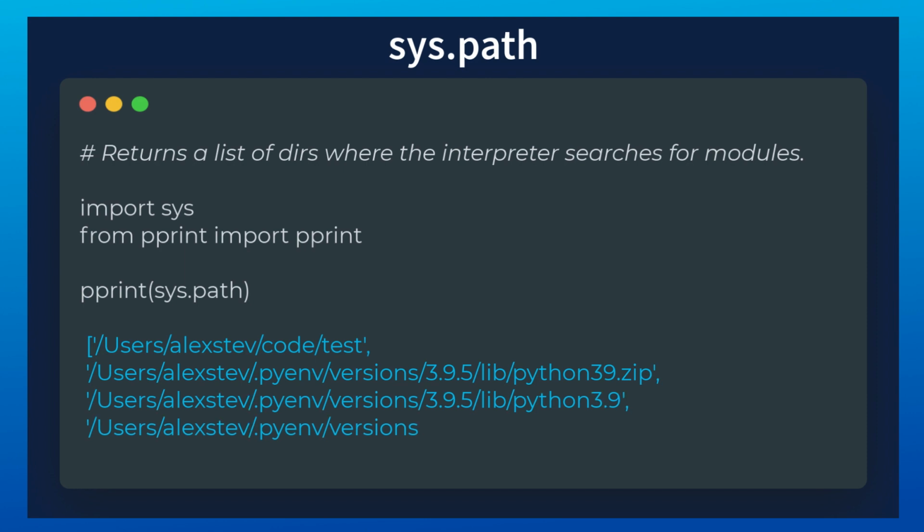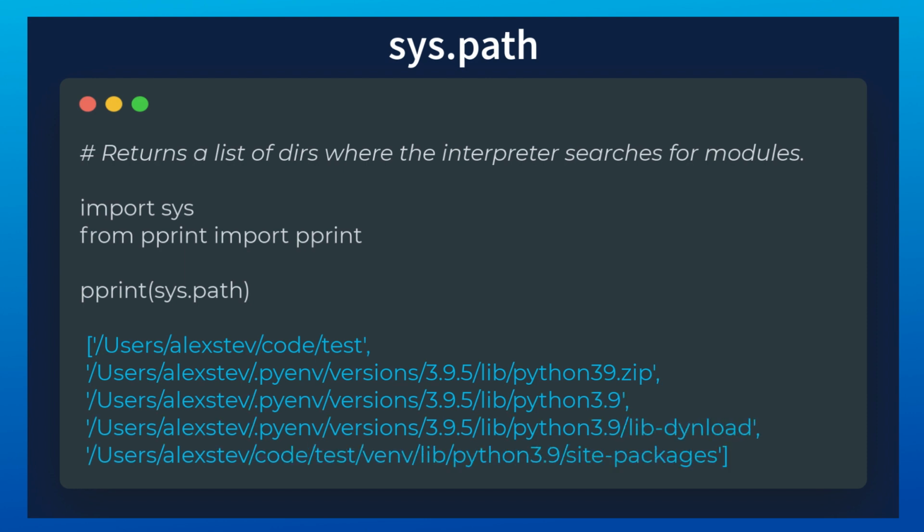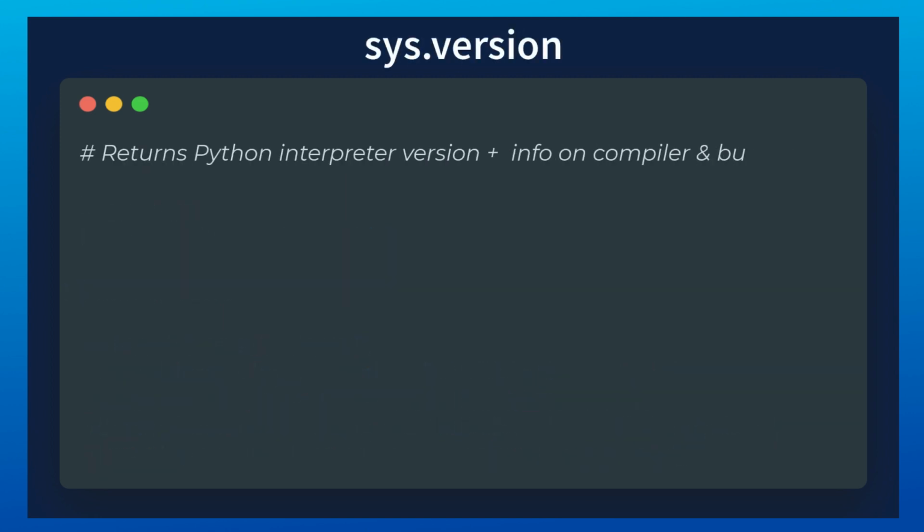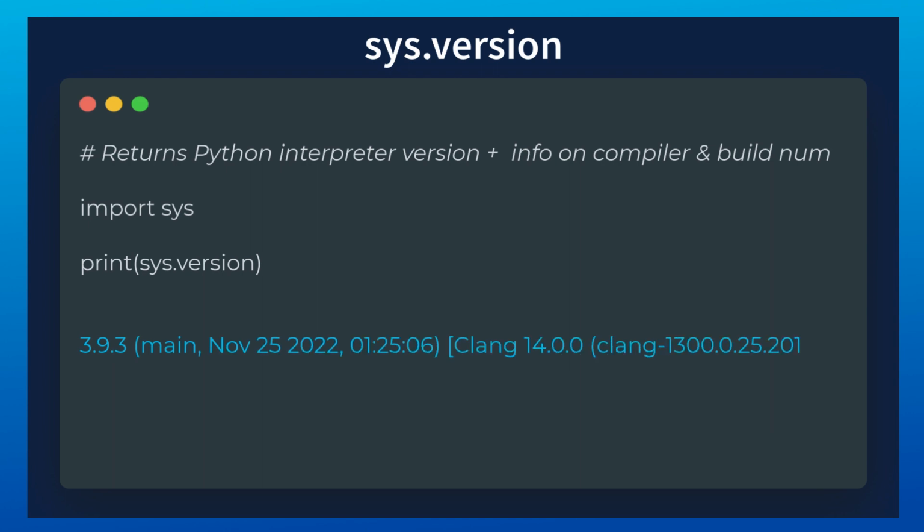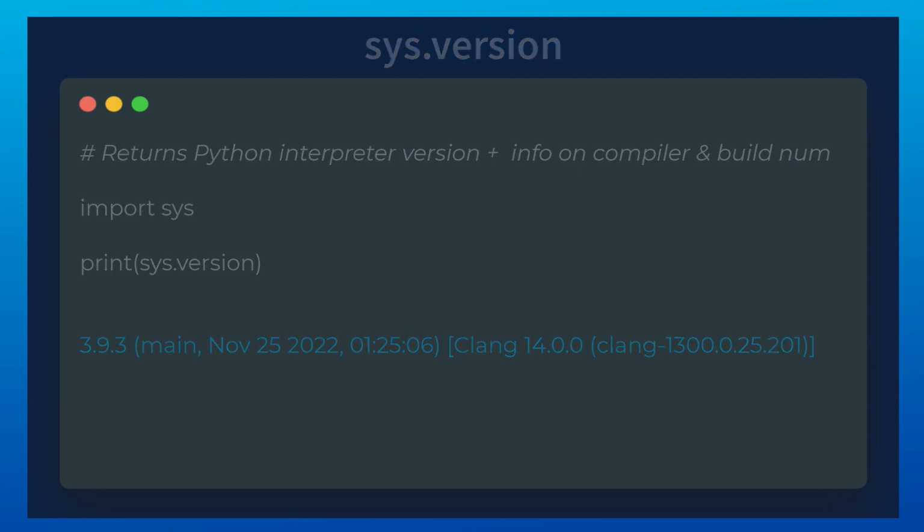This way, we can check the Python path. It can also create directories. Notice how I also imported and used pprint to make the output more readable. sys.version returns the Python interpreter version plus info on the compiler and build number. We can use this in DevOps to make sure all environments are the same.